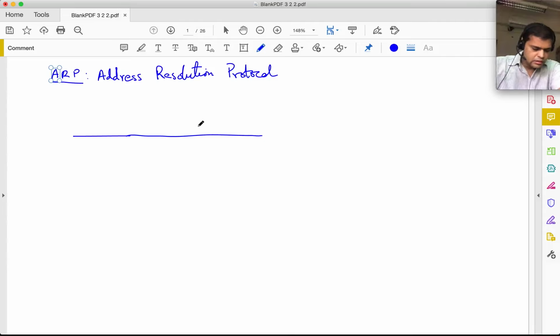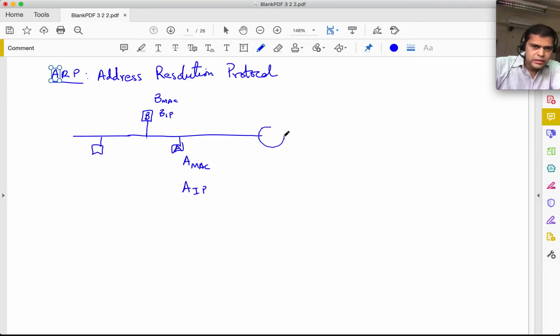So let's suppose we have a LAN over here, an Ethernet LAN, and let's say we have node A here and node B, and let's assume that this has a MAC address BMAC, and suppose it has this IP address, and A has its own MAC address and its own IP address. Okay.